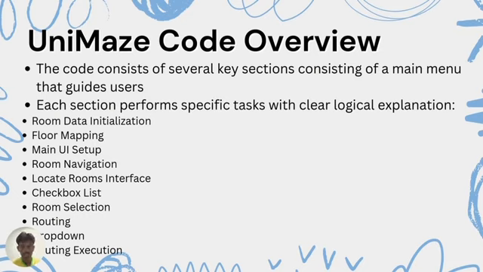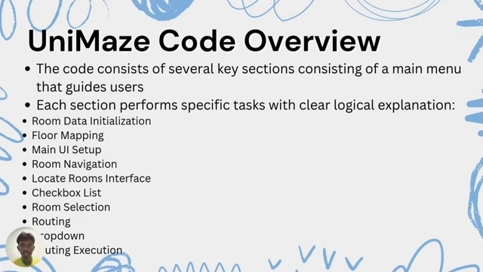Then we have the locate rooms interface, which opens a new window where you can search for rooms by name, floor, or type. For example, you search the labs, or you search the computer labs, or you search the lecture rooms, or maybe even toilets. It also has checkboxes next to the list that can be clicked to select rooms, and the selected rooms will show in the list below.